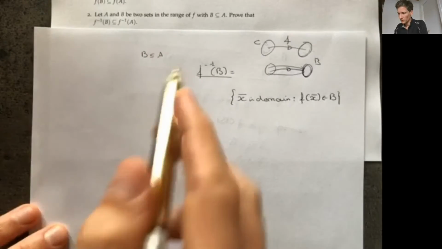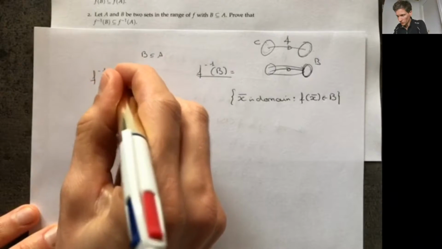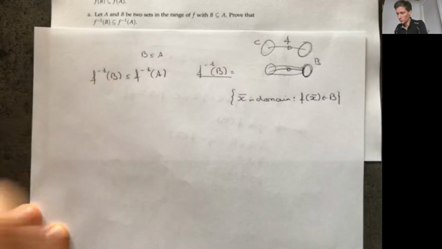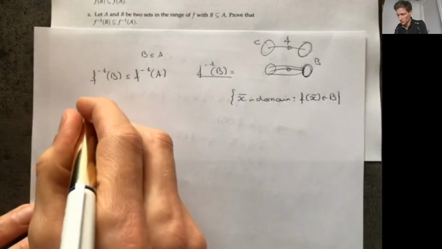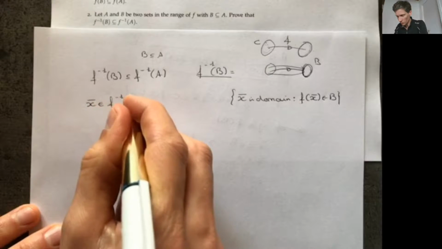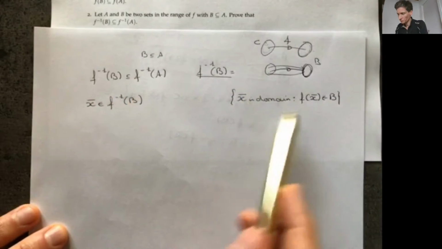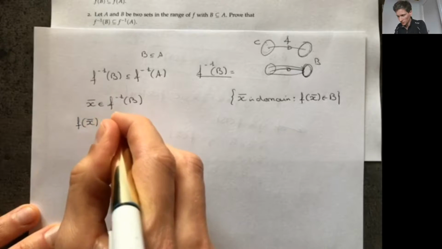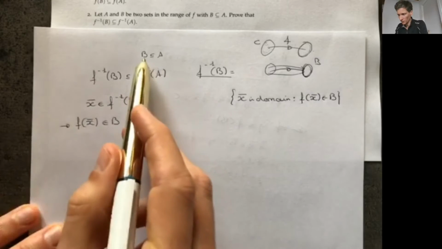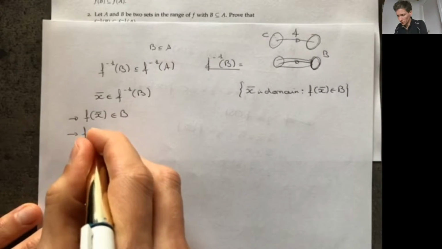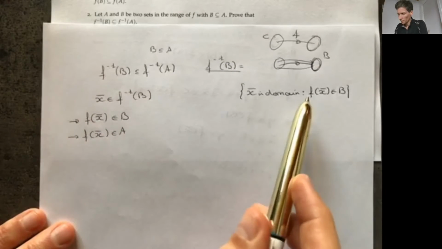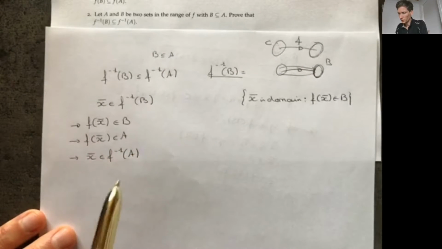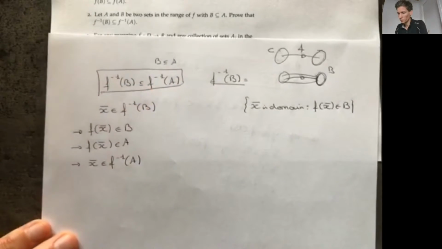So we have B as a subset of A, and we are asked to show that f minus 1 of B is a subset of f minus 1 of A. We take a vector in f minus 1 of B, and we have to show that it's in f minus 1 of A. If we take x in f minus 1 of B, then following the definition, f of x is an element of B, and B is a subset of A, so it follows that f of x is in A. And if f of x is in A, then x is in f minus 1 of A. So indeed f minus 1 of B is a subset of f minus 1 of A.